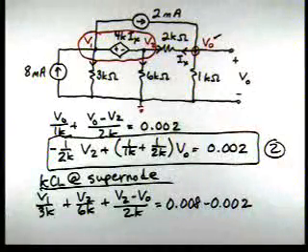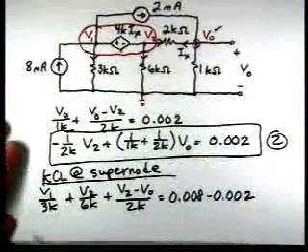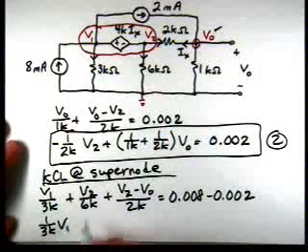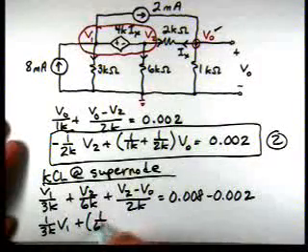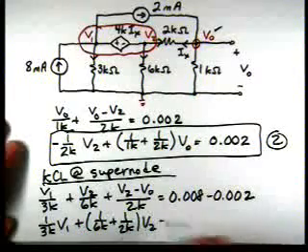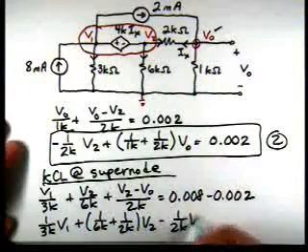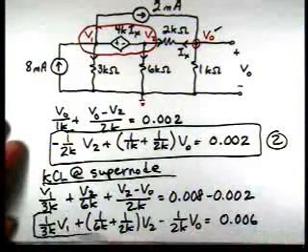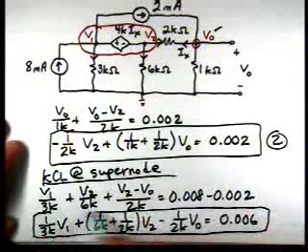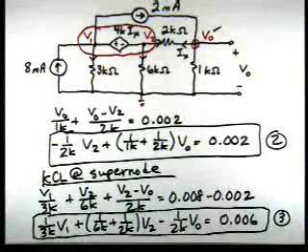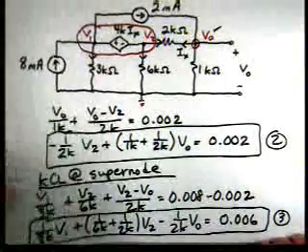Now let's rearrange that and simplify it a little bit so we can be ready to solve it. So now we have 1 over 3K V1 plus 1 over 6K plus 1 over 2K times V2 minus 1 over 2K times V0 is equal to 0.006. And here is our third equation. Now, to solve those, let's put them in matrix form and solve them using MATLAB.